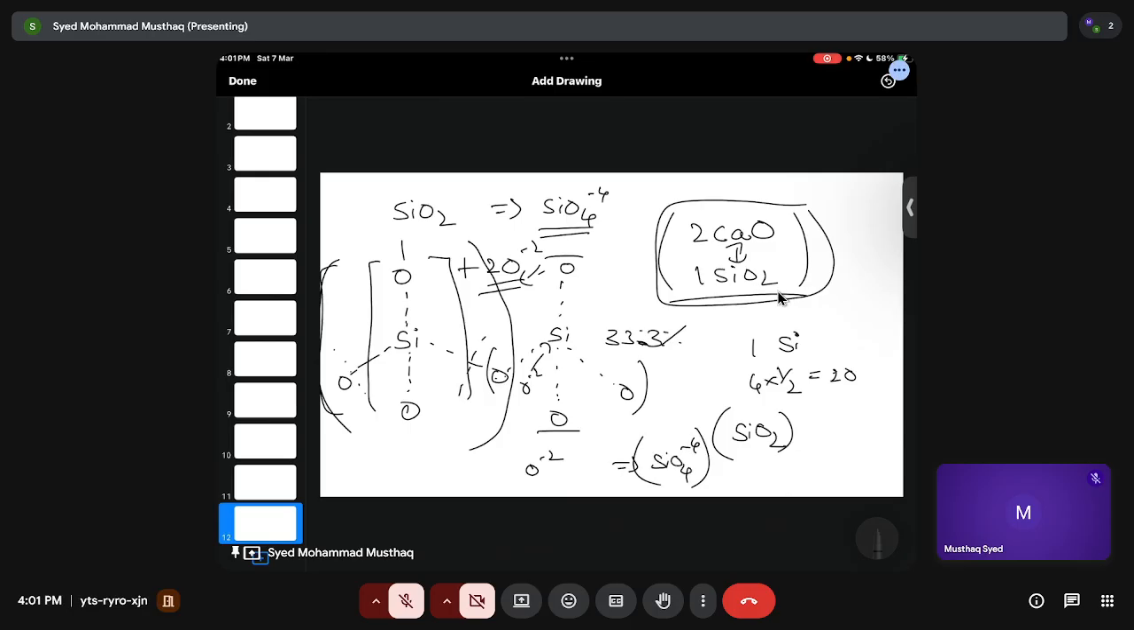Now everything is separated. So each silicon atom will get 4 oxygen atoms, but initially each silicon atom was getting only 2 oxygen atoms effectively. I'm not talking about total. If I'm talking about total, it should be 4. If I'm talking about effective, it is 2.